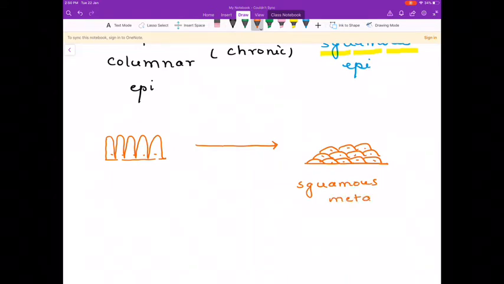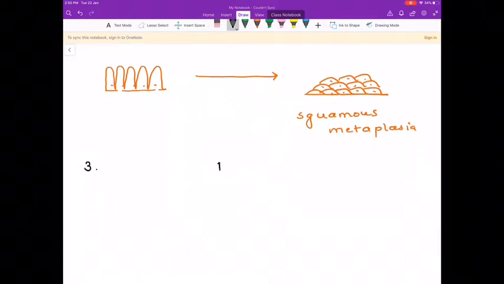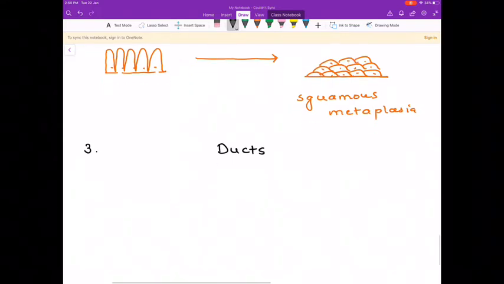I'll be showing you a histological image of cervical metaplasia also. You have to interpret it in terms of this particular diagrammatic representation. Third, a very important example, ducts of the glands. For example, duct of the pancreatic gland or salivary gland. If you go to these ducts, the normal histology is usually stratified cuboidal epithelium. Stratified cuboidal is the normal lining of the ducts.